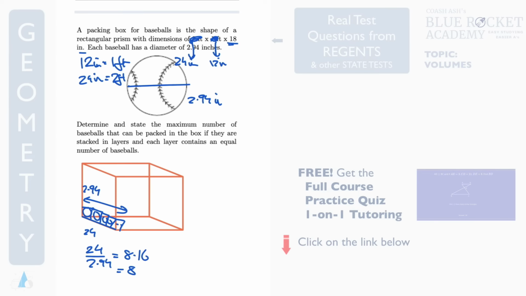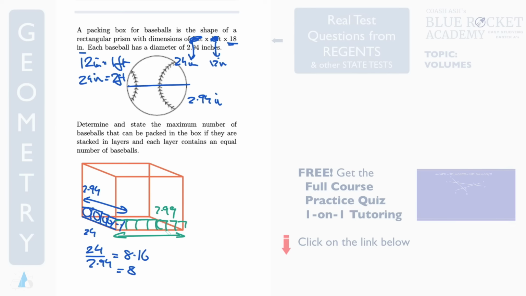Now let's look at this next dimension here. Let's say this was 24, so let's make the other one 18. So let's say this is 18 in this direction. How do you set these balls? You can say 1, 2, 3, 4, 5, 6, and then this falls off. So how do you find how many balls can fit in if each of these widths here is 2.94?